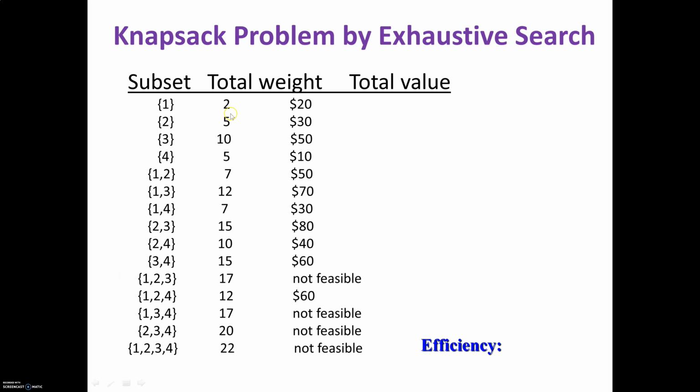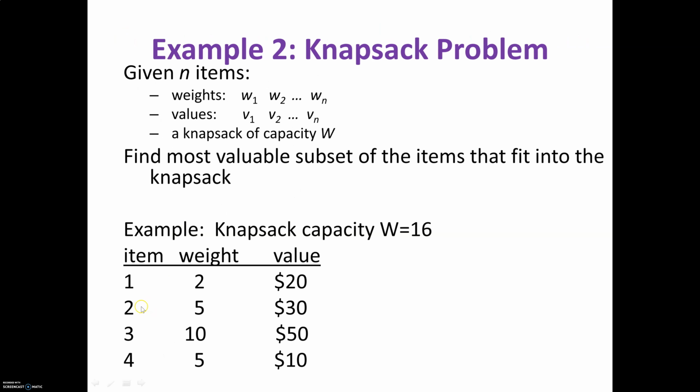When you consider the first item, the total weight is 2 and the value is 20. When you consider the second item, the total weight is 5, then the value is 30. Similarly for items 1 and 2, and 1, 2 and 3. Look here, items 2 and 3: weight 5 and the third item's weight is 10. The total weight in the sack is 15, which is less than the capacity of the sack, and the total value you are going to get is 80.